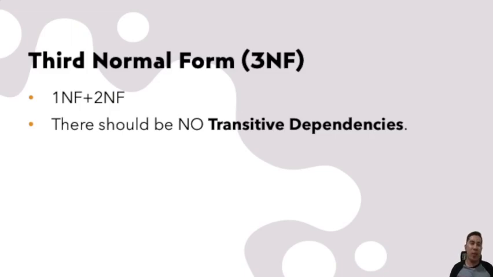So for today, we are now going to discuss third normal form, or 3NF. 3NF would mean that you have already fulfilled 1NF and 2NF, and made sure that there should be no transitive dependencies. So what are transitive dependencies?